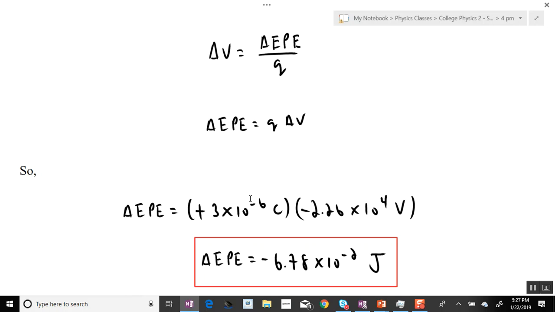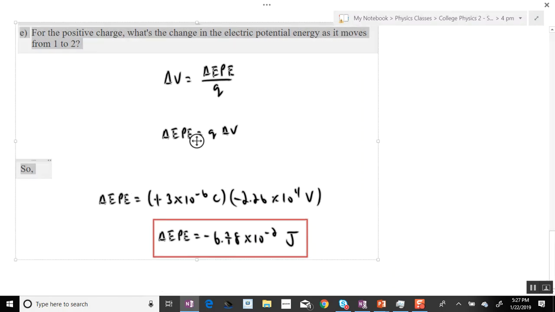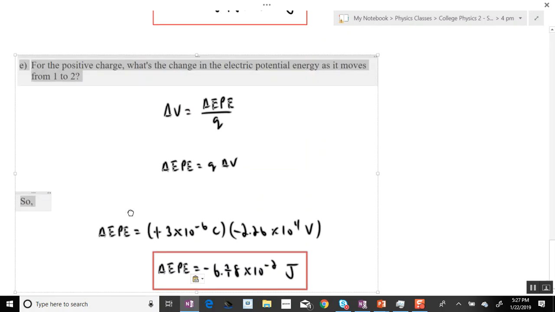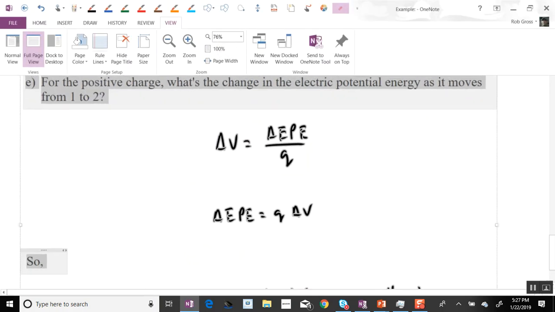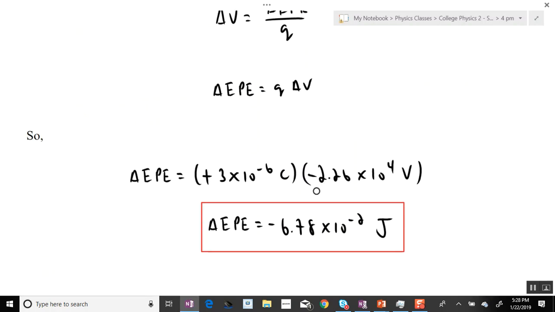All right, so then, of course, we're going to do the same kind of problem for the other permutations of all these things. So we're going to do the positive charge from 1 to 3. But that's pretty straightforward, hopefully, if you understand 1 to 2. So from 1 to 3, it's the same equation. Everything's the same. The only difference is the delta V is different. From 1 to 3, it's not negative 2.26, it's positive 2.26 times 10 to the 4th. So that's the only difference here. So this number is the same thing, but positive.